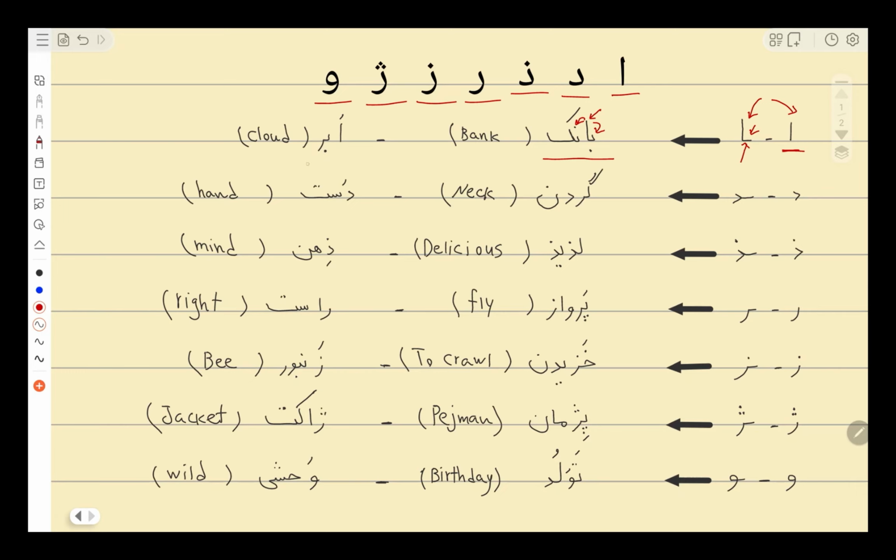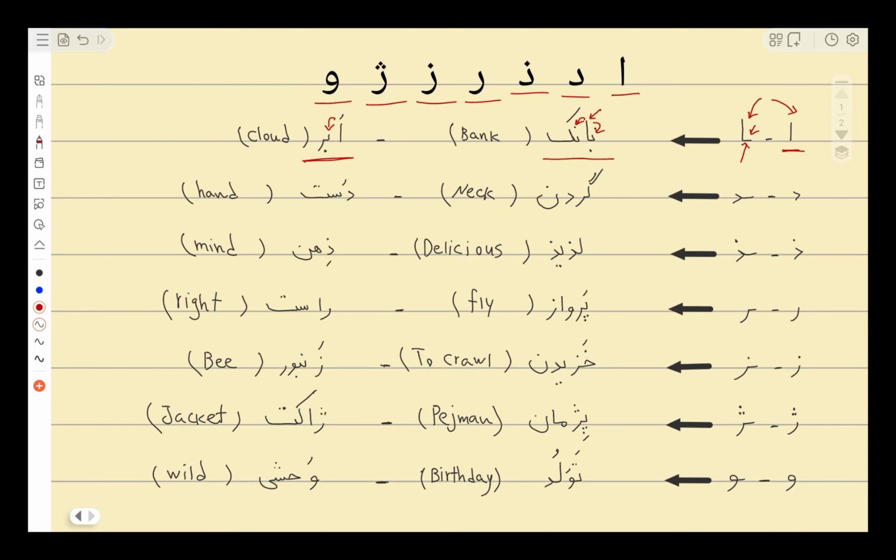And here we have the word Abr, in which the letter Aleph is the beginning of the word. And you can see that the letter Aleph is not connected to the letter B, because the letter B comes after the letter Aleph, and Aleph cannot be connected to any letter that comes after it.